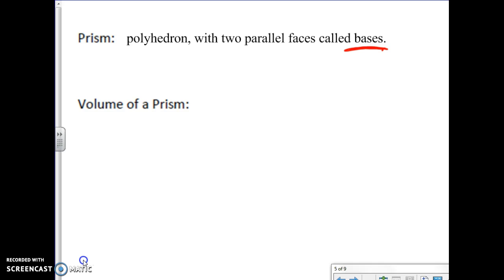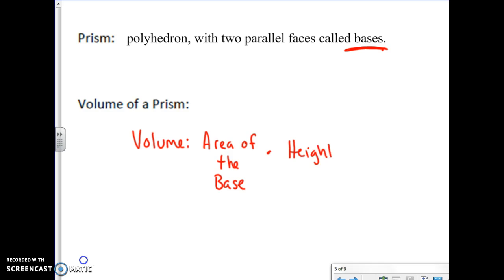So when I look at the idea of volume of a prism, remember, volume is how much I can put into it. How much, like water, or how much sand can I put into a figure. So when I want to find the volume of a prism, volume is going to be the area of the base times the height of the prism.